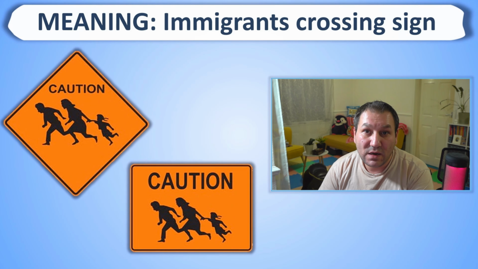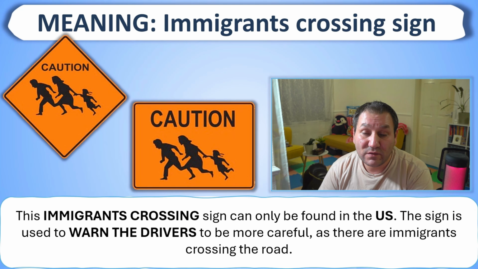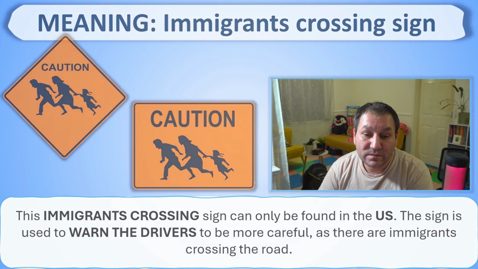Meaning immigrants crossing sign. This immigrants crossing sign can only be found in the US. The sign is used to warn the drivers to be more careful as there are immigrants crossing the road. 10.